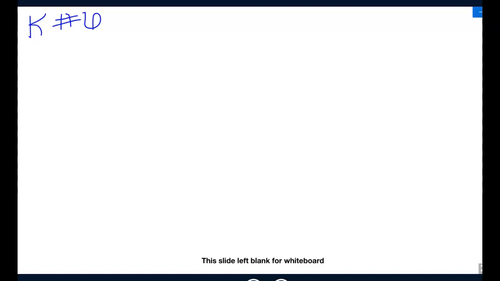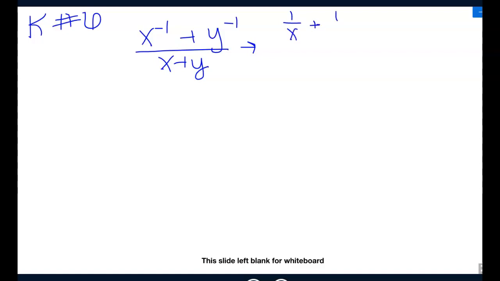So you have x to the negative 1 plus y to the negative 1 all over x plus y. So first thing you want to do is get rid of those negative exponents. Get them out of there. So you want to transform this so it's 1 over x plus 1 over y all over x plus y.